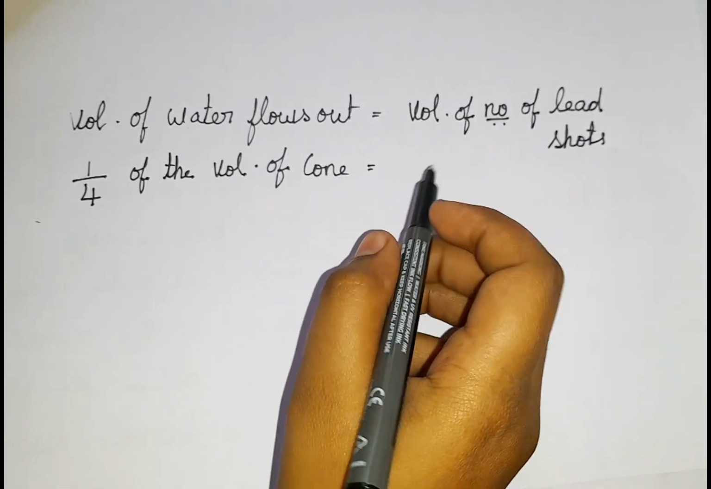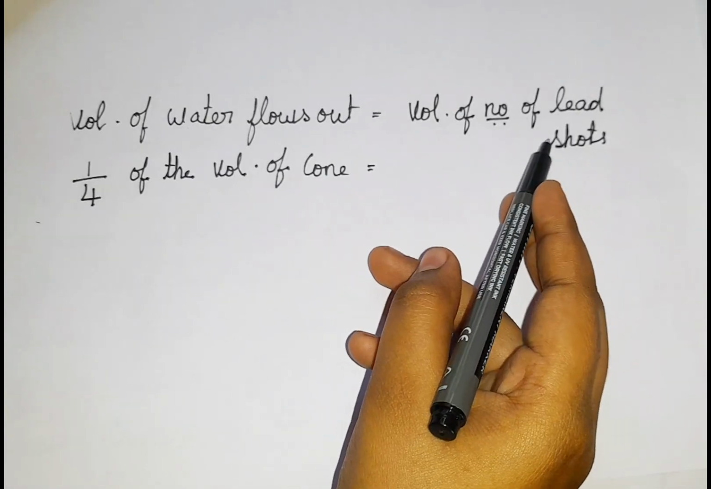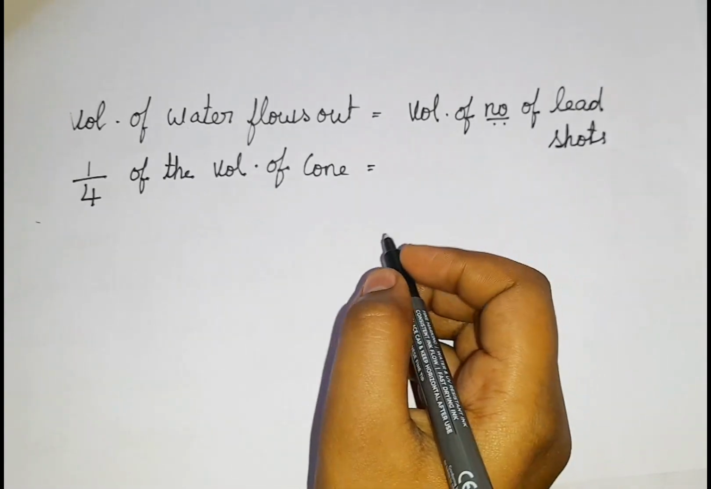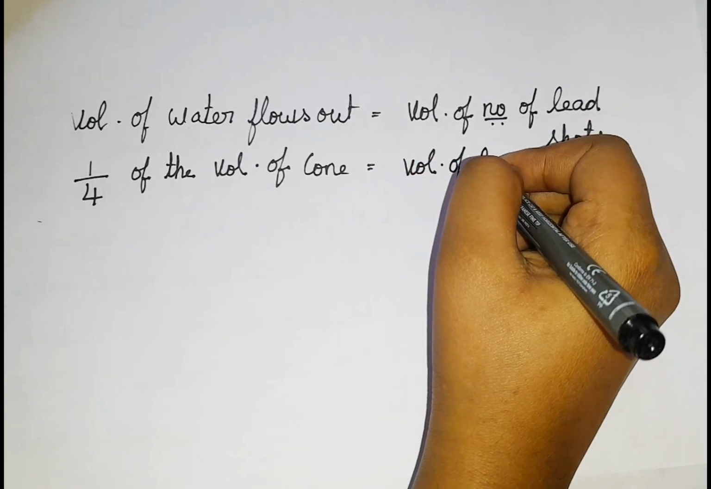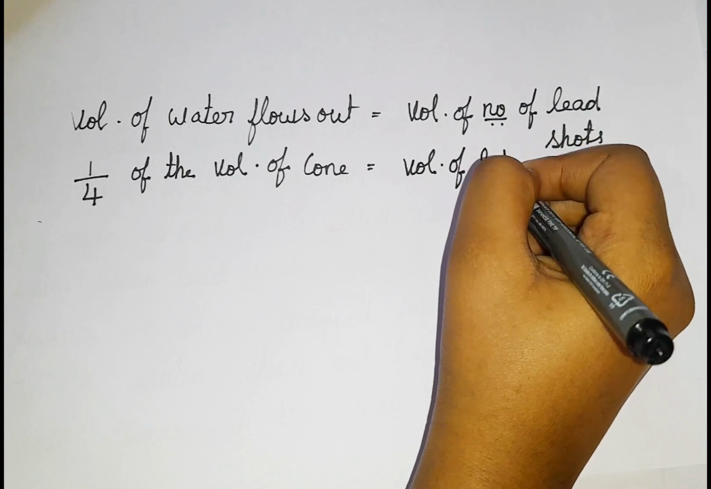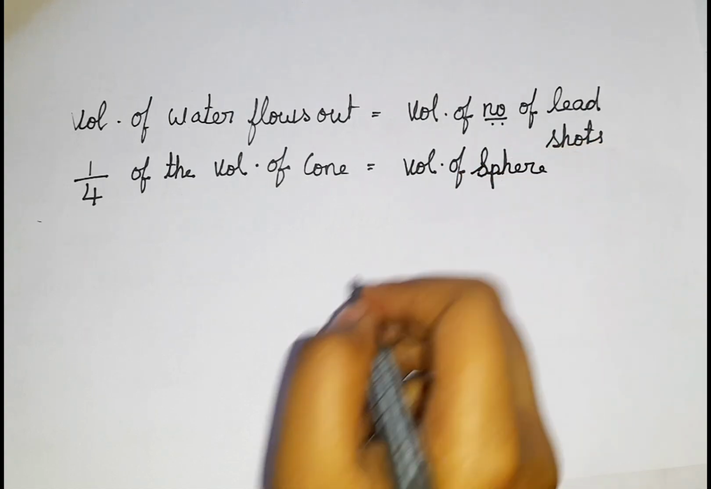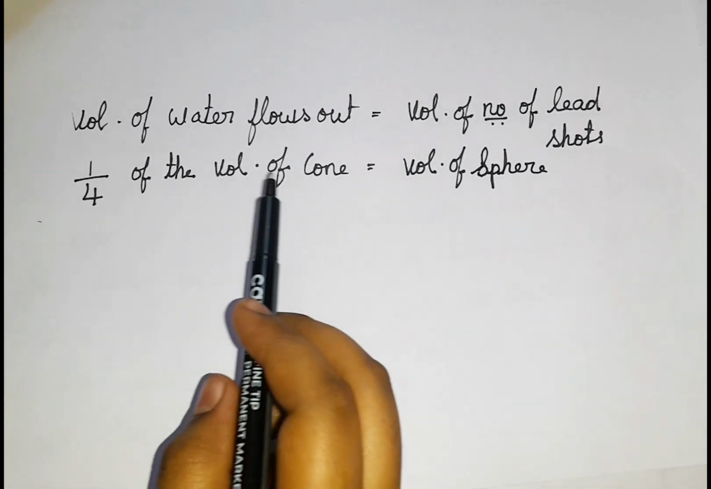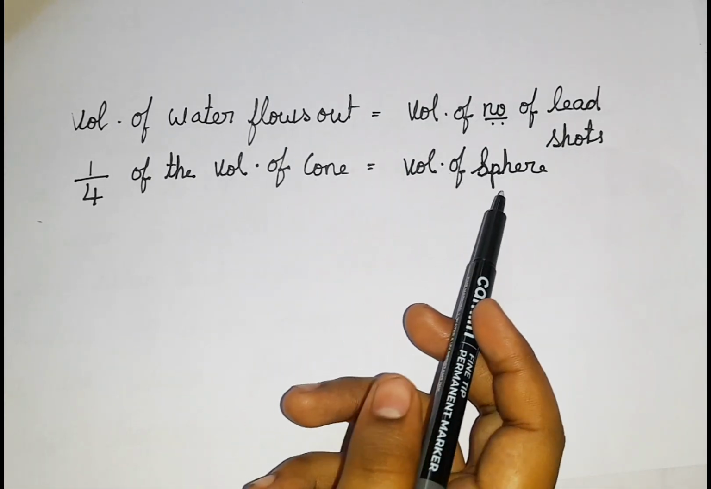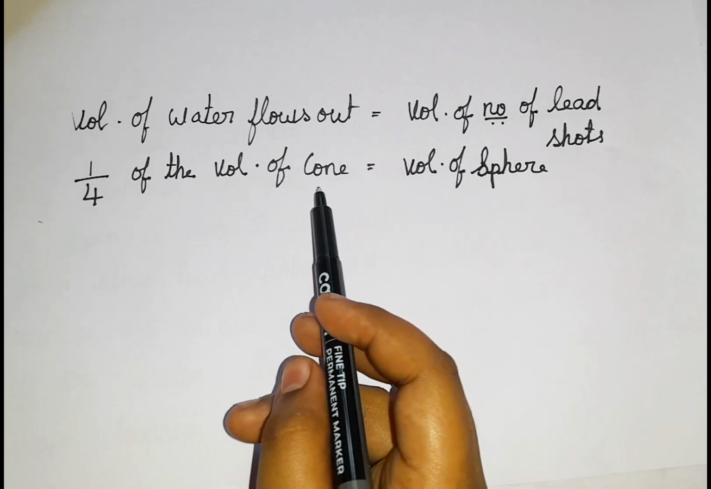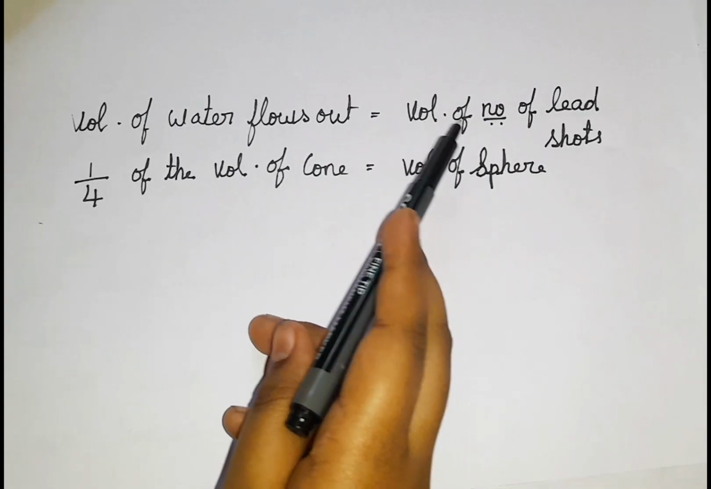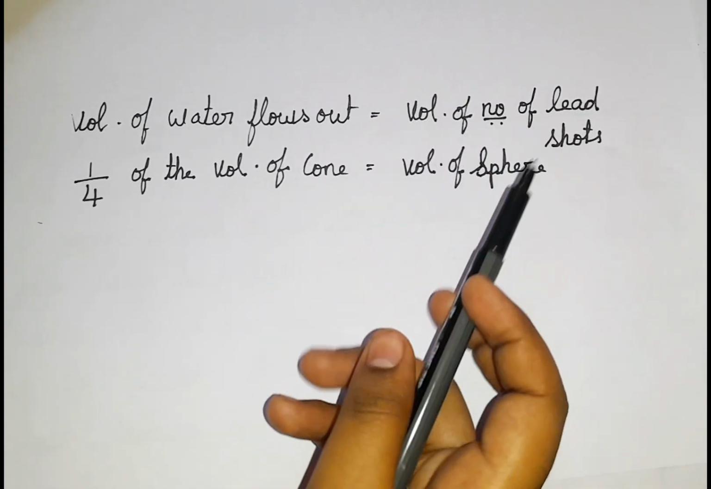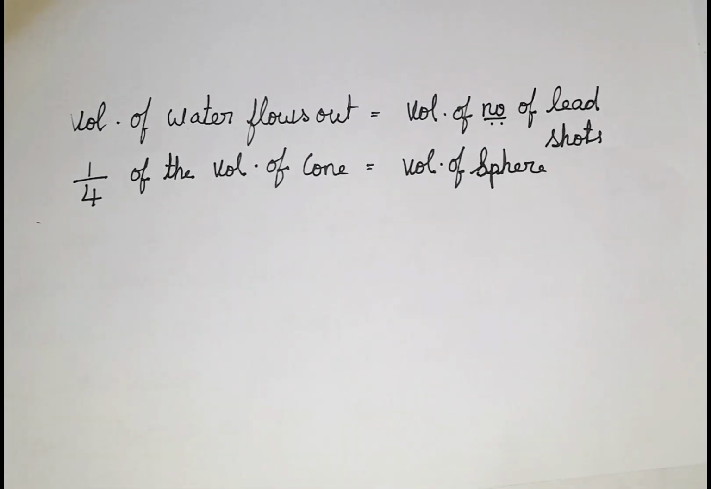And then here, the volume of the number of lead shots. The lead shots are in the shape of a sphere, right? So we can write the volume of sphere. So now 1/4 of the volume of cone is equal to the volume of sphere. Why did I write these shapes? Because then only we can apply the formula. The water is in the cone, and the lead shot is in the shape of a sphere.